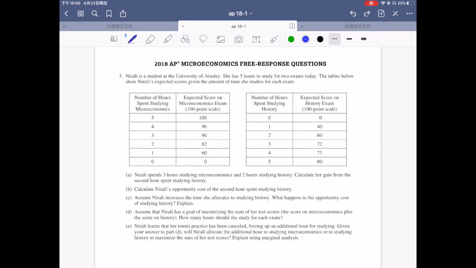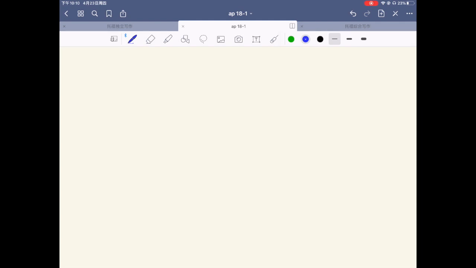So for the last one, we need to use marginal analysis. The third hour of microeconomics here gains her 8 points, while the fourth hour of history only gains her 5 points. So 8 is greater than 5. So choose the additional hour for microeconomics. So this is the answer for the E.